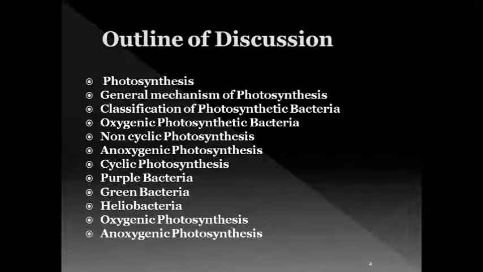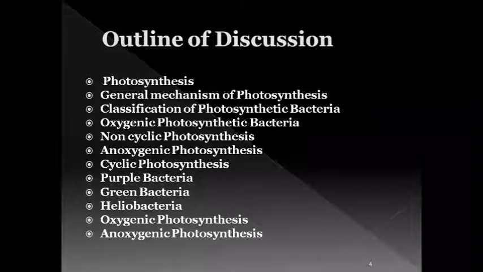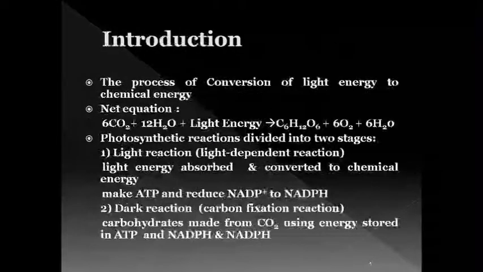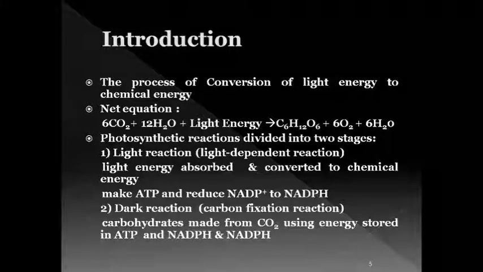This is the outline of our discussion of photosynthesis part 2. Now we'll see in detail about the process of photosynthesis. The conversion of light energy into chemical energy is called photosynthesis. Here, carbon dioxide binds with water molecules and, with the help of light energy, is converted into carbohydrate, oxygen is released, and water molecules are formed.